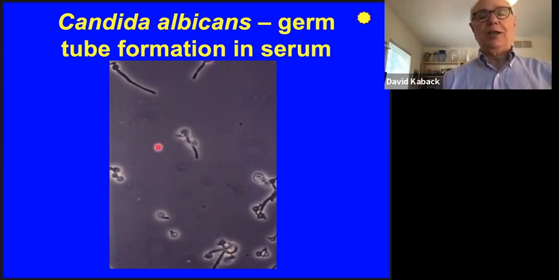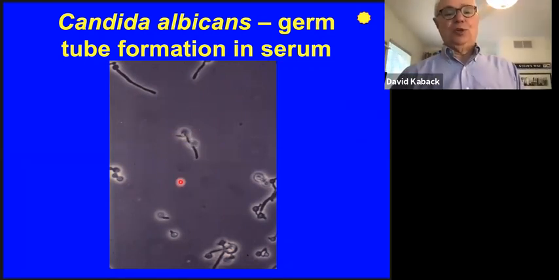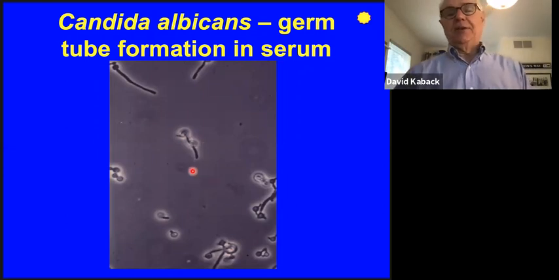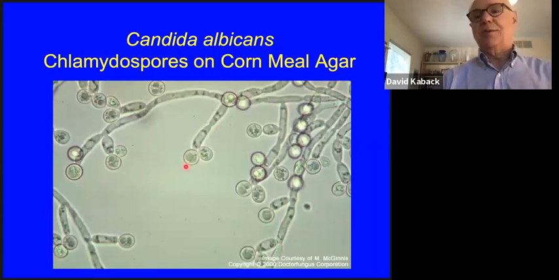So that's one of the ways we quickly speciate Candida albicans and tell it apart from all other dimorphic fungi, is that it grows a germ tube in blood serum as opposed to other fungi, which will stay as a yeast cell. Okay, it can also form chlamydospores on cornmeal agar, nothing you really have to know about.